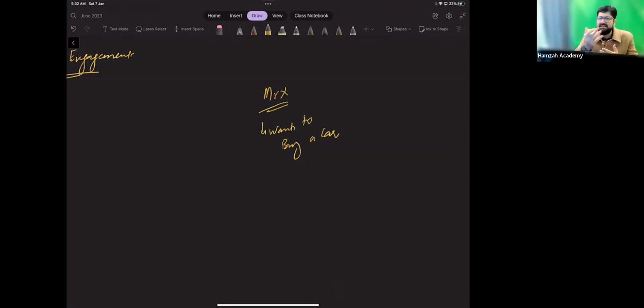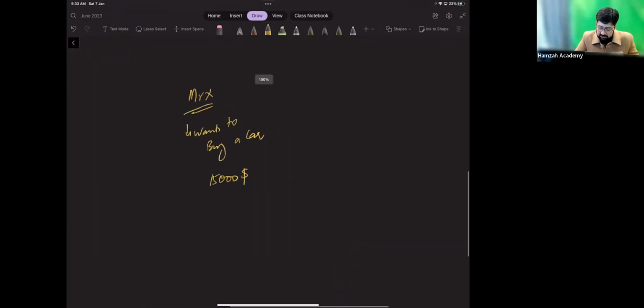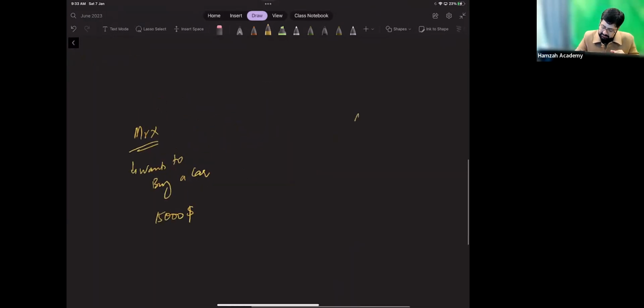The maximum price he can pay is $15,000. The car should be in good condition, might be a used car. He says, I want to buy, but that should be in very good condition with good fuel average mileage, because I have to travel a lot, so I need good mileage as well and comfort as well. So now there is Mr. Z.